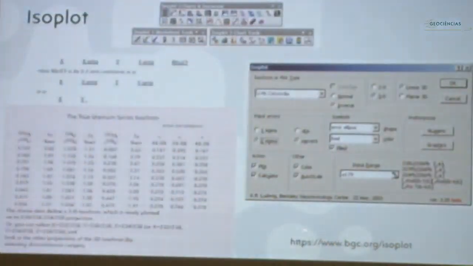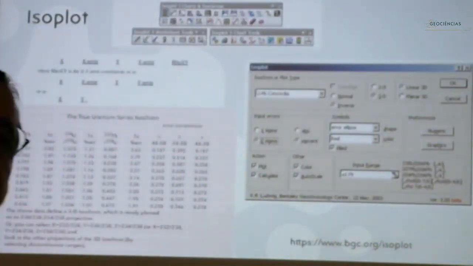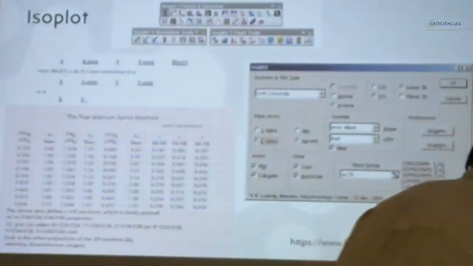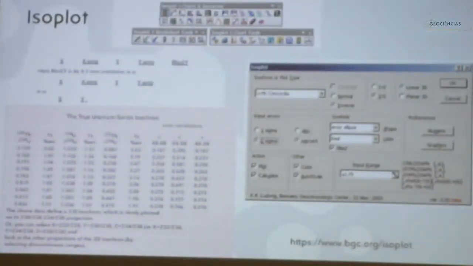This is Isoplot. This is where you can get Isoplot from the Virtual Geochronological Center. Just a piece of advice: if you Google Isoplot, don't go for the first link, because there's another new plotting software that has nothing to do with this version of Isoplot.